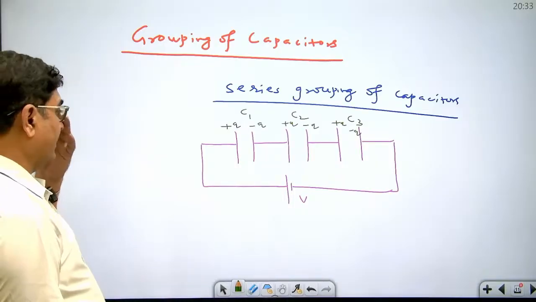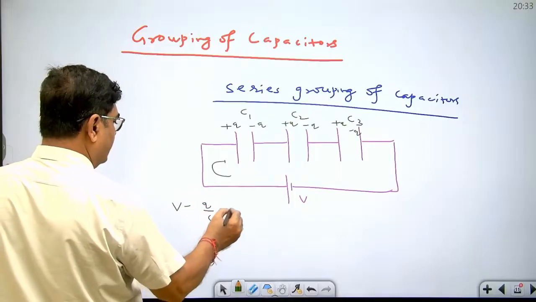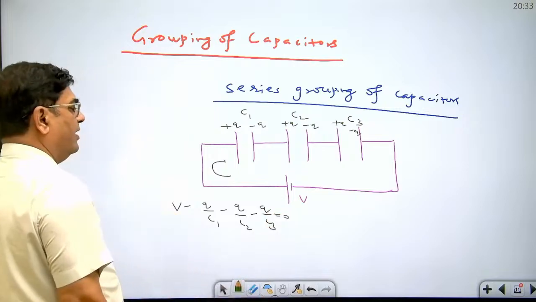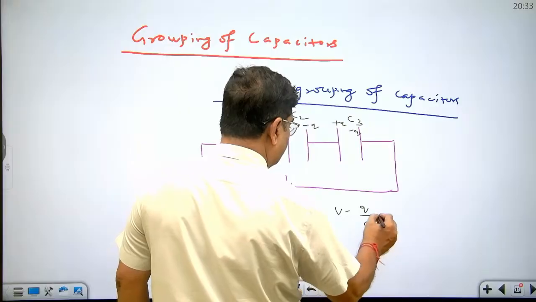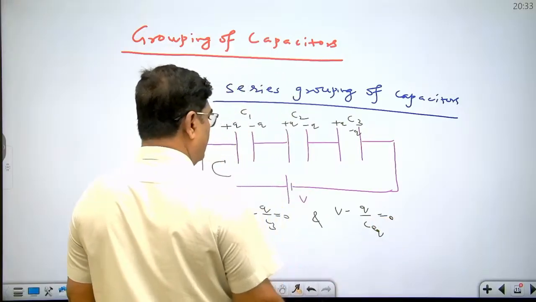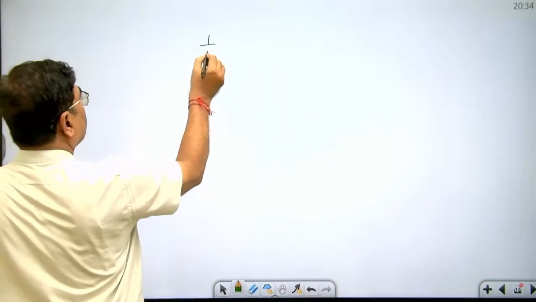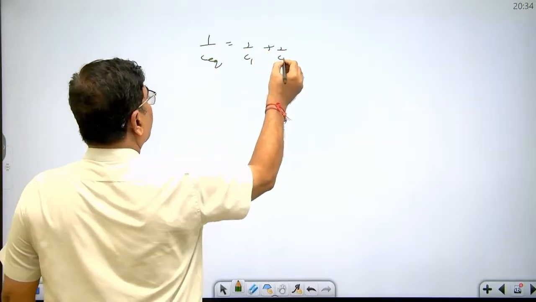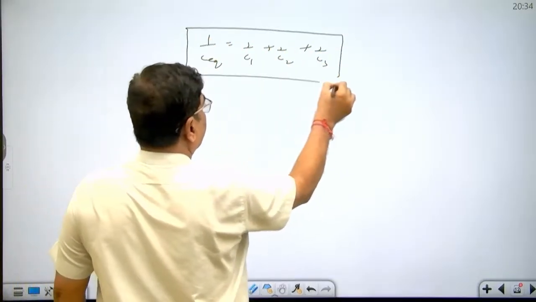Now we are applying KVL here. So what we are getting? V minus Q upon C1 minus Q upon C2 minus Q upon C3 equals 0. And if the equivalent capacitance is C equivalent, this is the final equation. After equating these two equations, we get the result: 1 upon C equivalent equals 1 upon C1 plus 1 upon C2 plus 1 upon C3. This is the result in a series circuit.